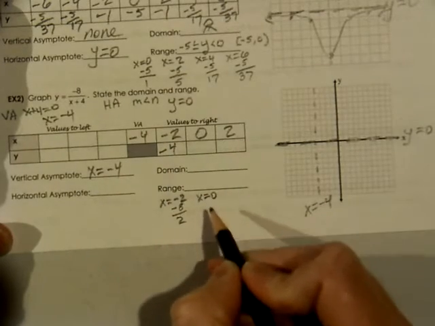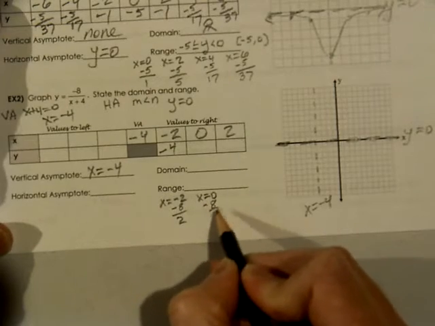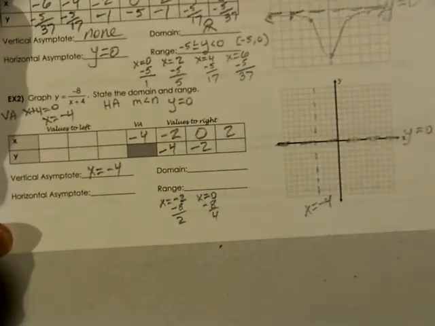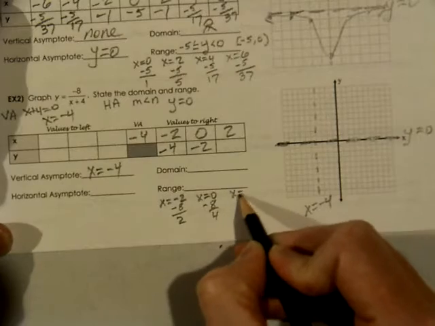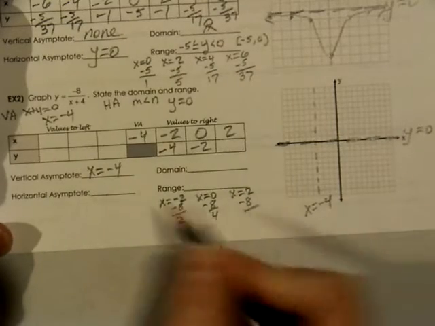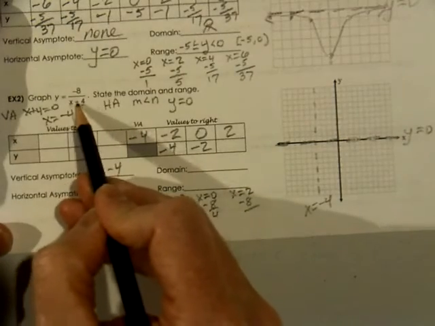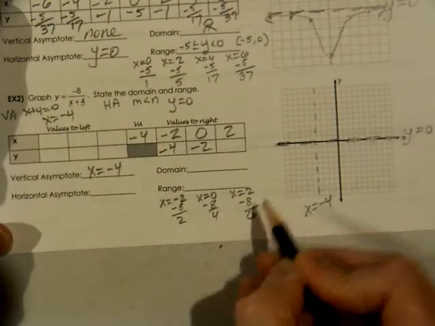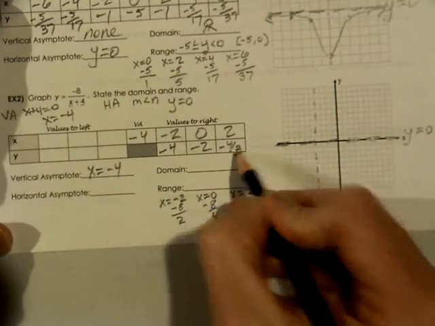When x is 0, we get negative 8 over 4, which is negative 2. And when x equals 2, we get negative 8 over 6. 2 plus 4 is 6. So that's negative 4 over 3.